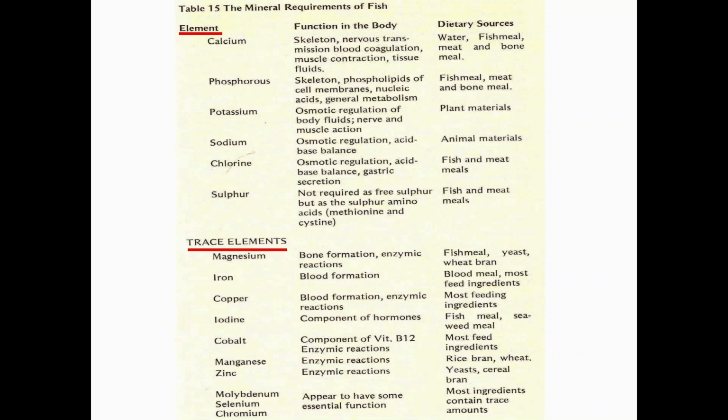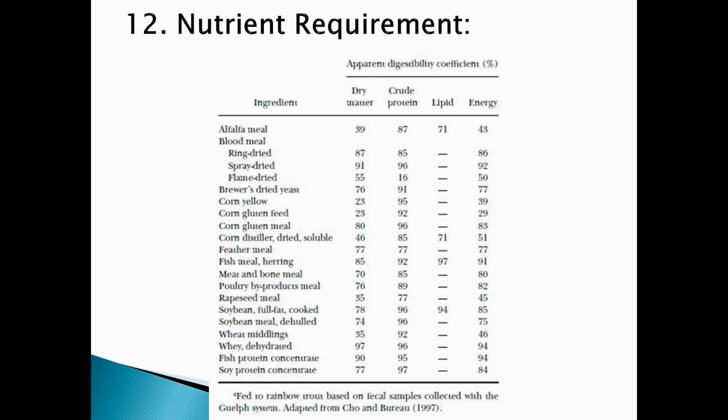Different minerals are used for different functions within the fish's body, and here is a table clearly stating which minerals are used for what and where your fish can find these minerals. Here are different ingredients used within fish feed and how much is needed for rainbow trout specifically.